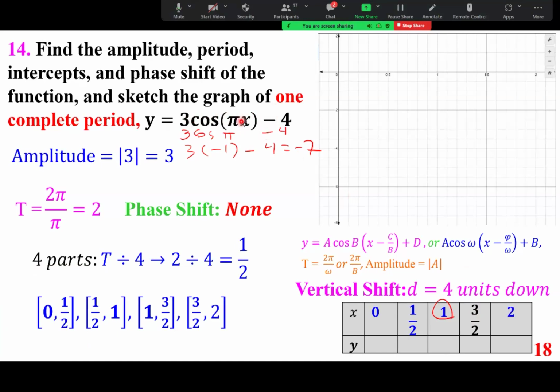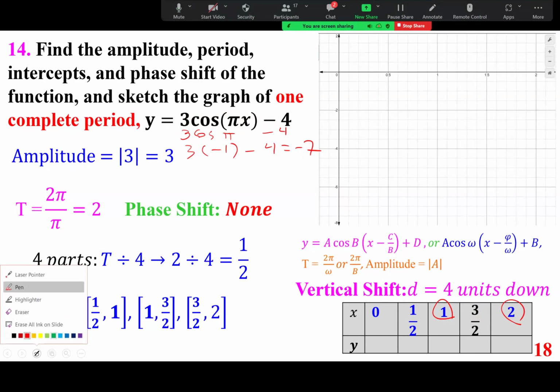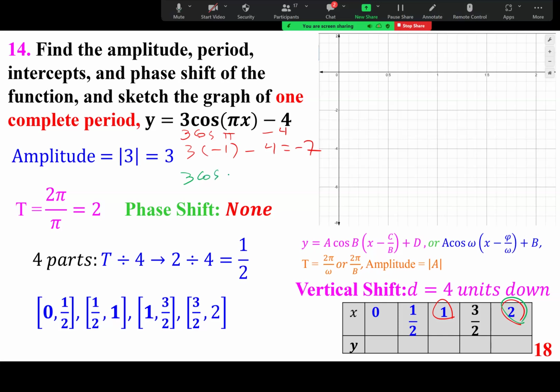If I put 2, let me use a different color. If I use 2, I get 3 cosine 2 pi minus 4. Cosine of 2 pi is +1. So 3 minus 4, I get -1. So those are the numbers. I hope nobody has any problem with those. Okay, so that's easy evaluation.